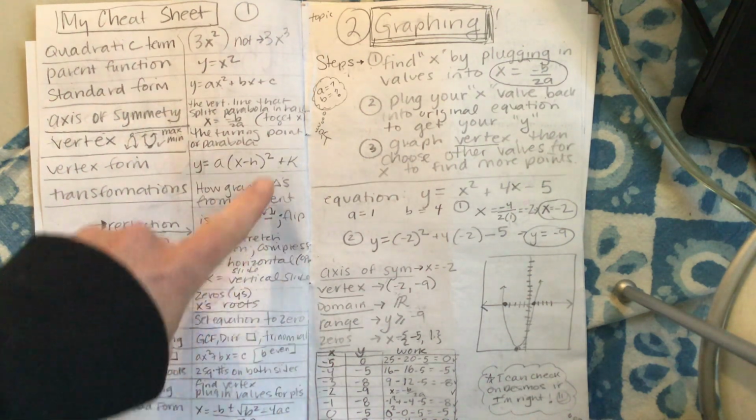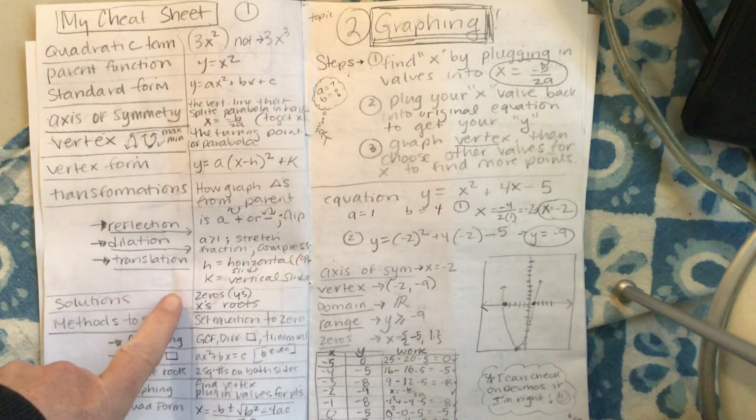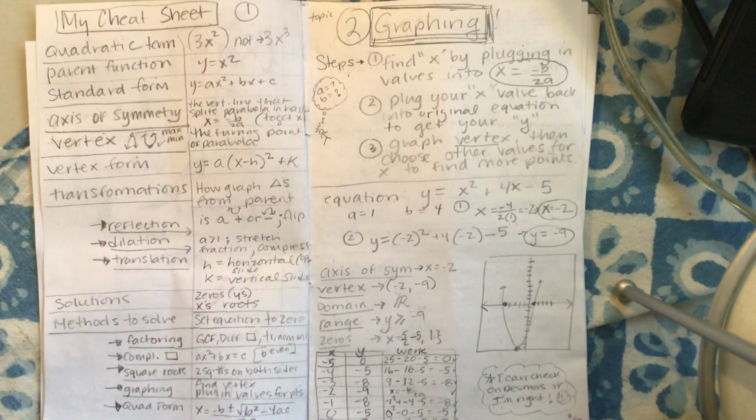And then k is just as it looks like. So if it's a positive k, it's going to move up. Negative k moves down. The solutions are also called zeros, like when the y is 0, or where it meets the x's, or the roots.